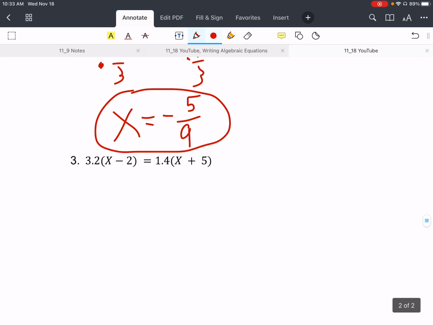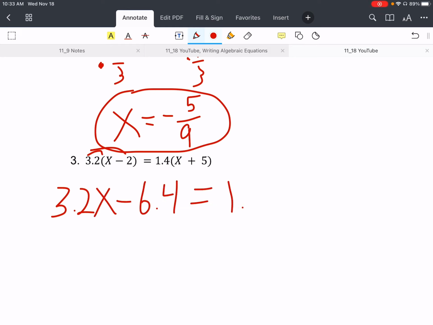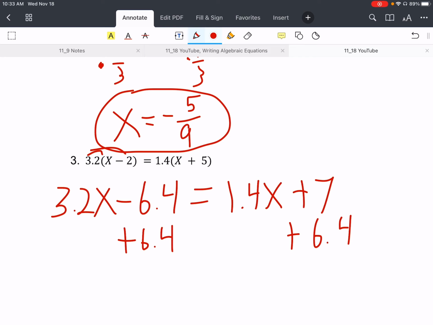Okay, last one. Same sort of problem, except we have decimals. Should not cause any issues. Distributive property first. 3.2x minus 6.4 equals 1.4x plus 7. I like to get rid of negatives whenever I can, so I'm going to add 6.4 to both sides. That's going to leave me with 3.2x equals 1.4x plus 13.4.